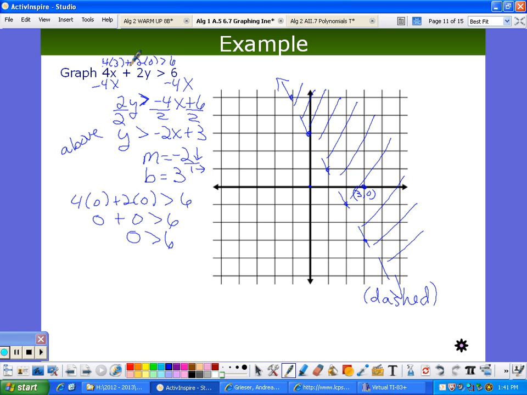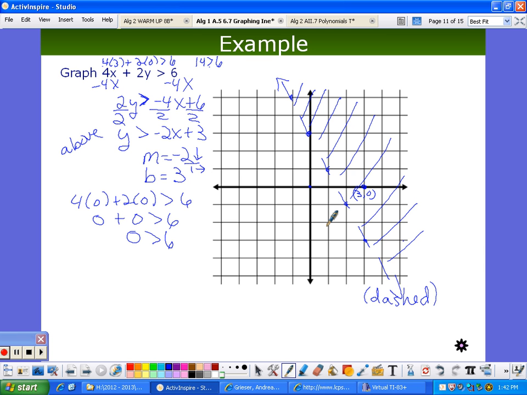So I'm getting 12 plus 2 is 14. Is 14 bigger than 6? Yes, so this is a solution. If I tested every single point here, I would get a true result. If I tested every single point here, it would be false, not a solution. I pick one point to test.